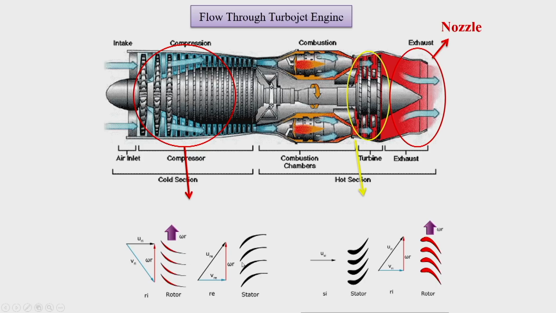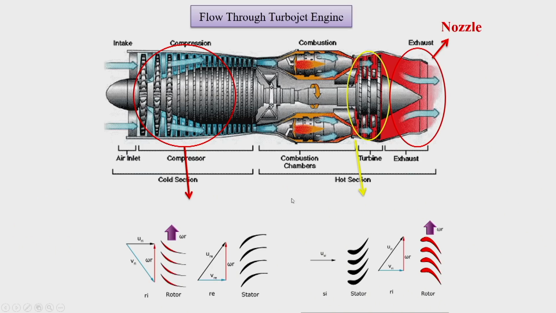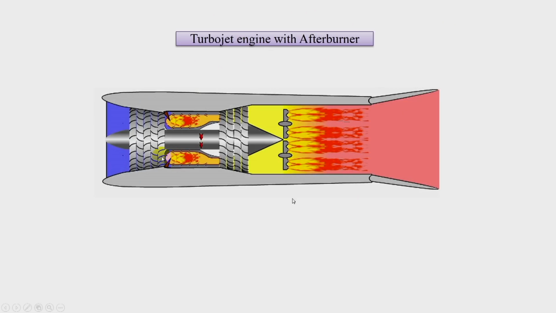So this is what is depicted here. We know that in the compressor there are two parts, one called the rotor and the other called the stator, and in the turbine there are again two parts, one called the stator and the other called the rotor. So these are the parts clearly shown here. Then in the case of the turbojet engine there is one more entity, which is called the afterburner.